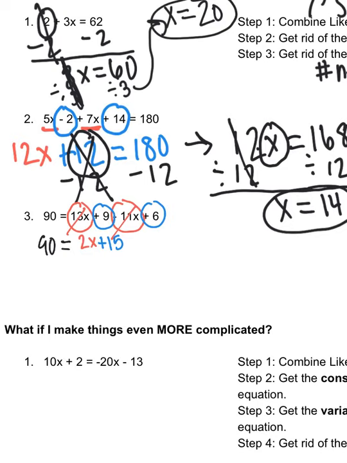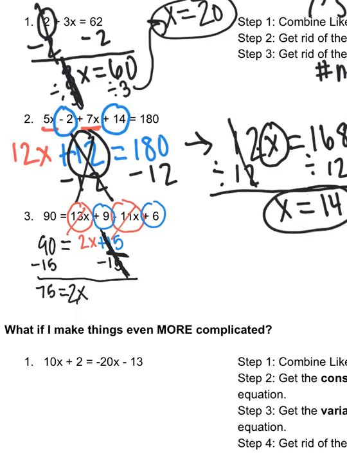Step 2 said to get rid of the constant. The constant over here would be the 15 because it's the number without a variable and it's a positive 15. So that tells me I have to subtract it if I want to get rid of it. Right? So then when I do 90 minus 15, I should get 75. So then I have 75 equals, that 15 minus 15, well, that just cancels, right? That goes away. So I have 75 equals 2x.